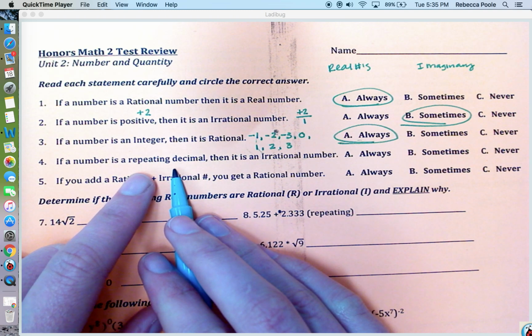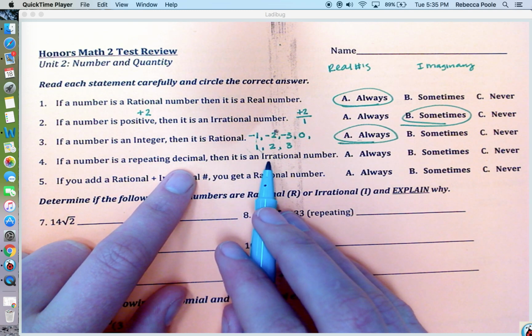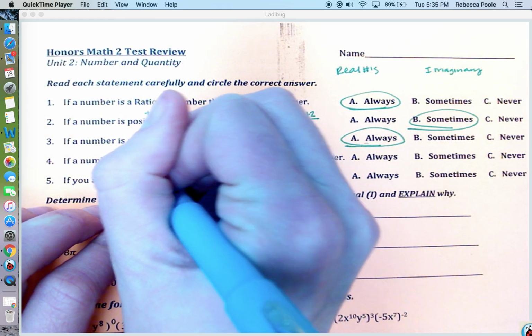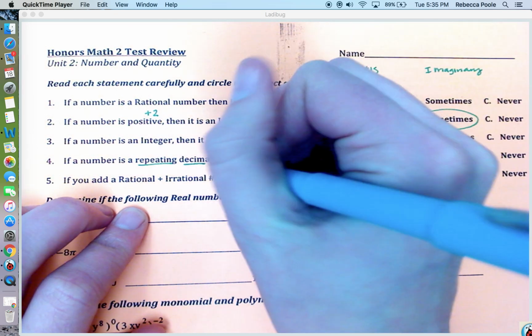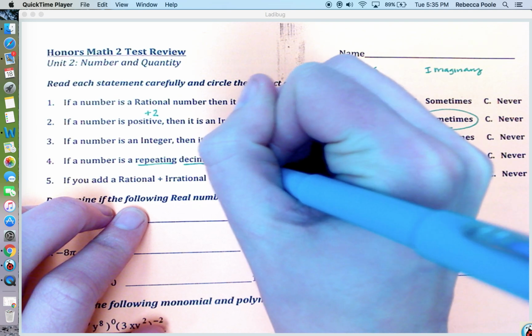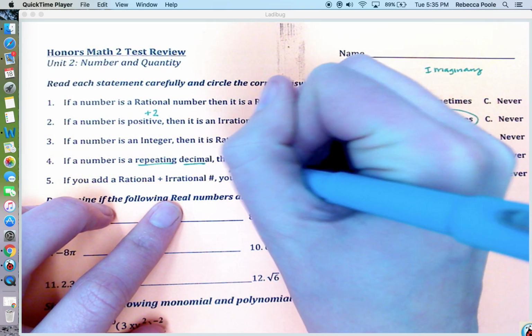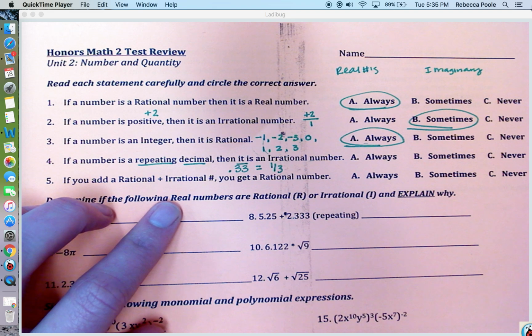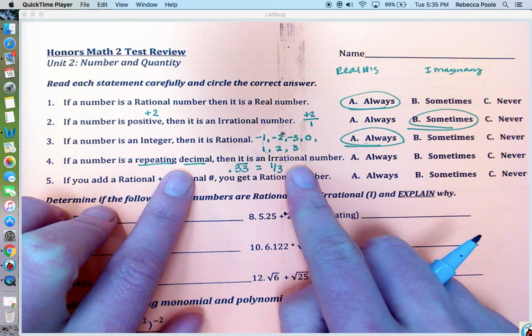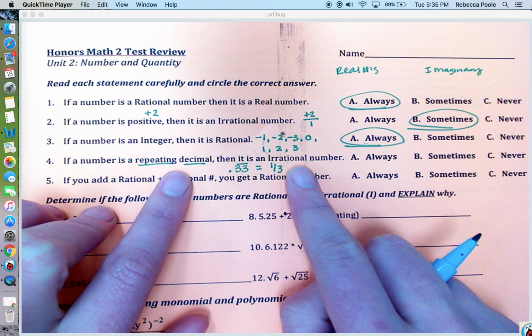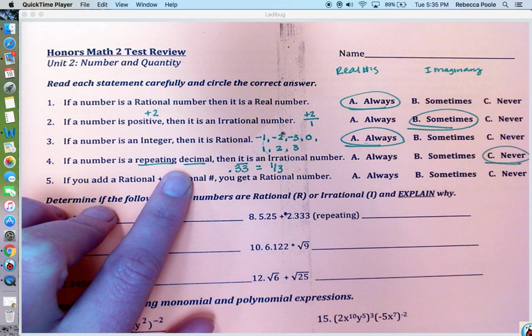All right, if a number is a repeating decimal, then it is an irrational number. So what do we know about repeating decimals? If I have 0.33 repeating, that can be written as 1/3. So repeating decimals can be written as ratios. So are they ever going to be irrational? No, so that should be never.